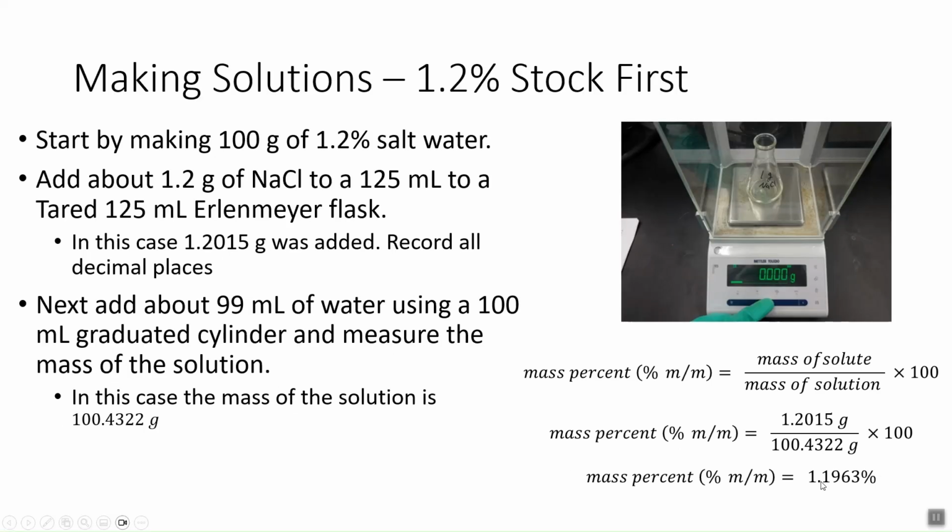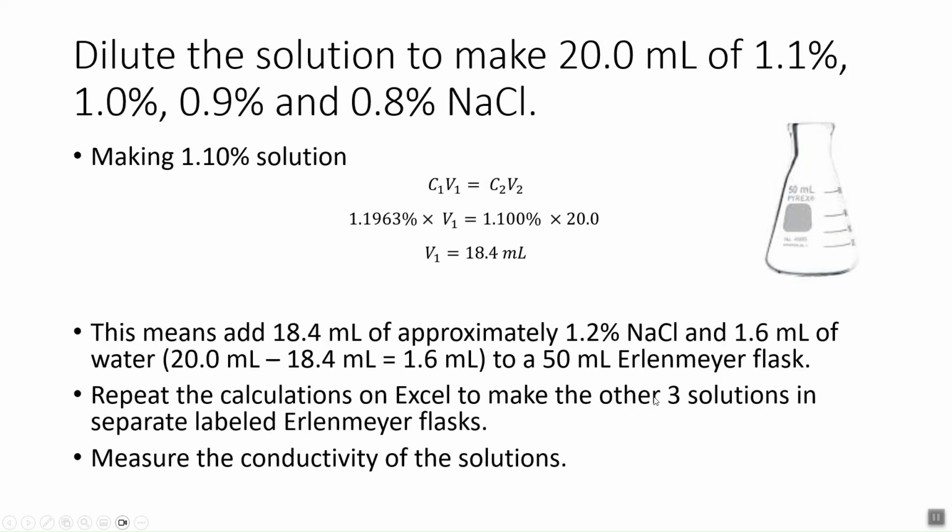Once we have the first solution, which is going to be around 1.2%, don't worry, it's not going to be exactly 1.2%. Even if yours is 1.17 or 1.25, it doesn't really matter, okay? As long as it's around 1.2% in the ballpark, okay? Then we're going to dilute it, and this is very similar to what you've done before.